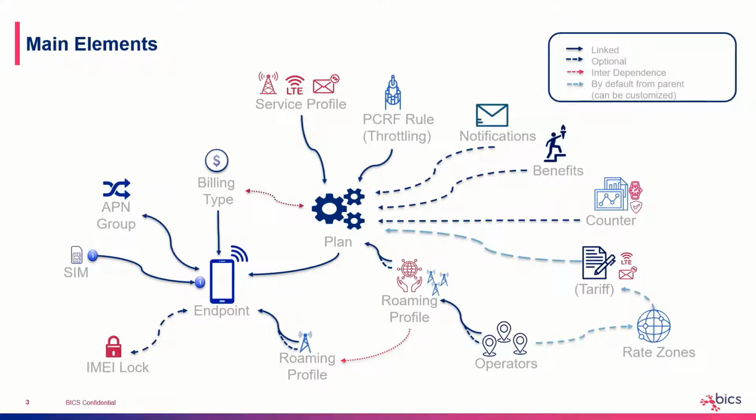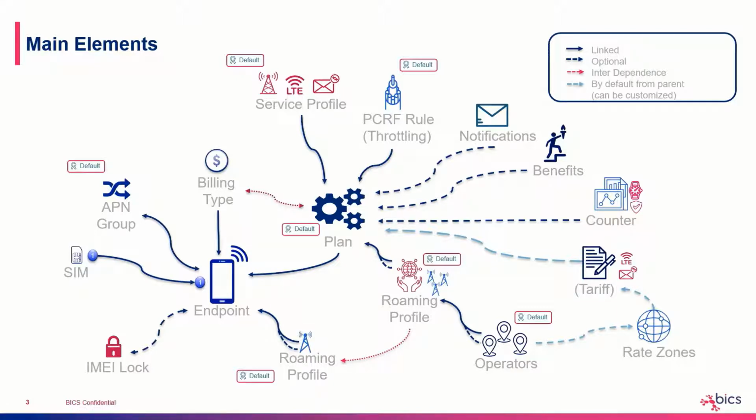You may say that it's a lot of parameters to be configured and it looks very complex. To make your life easier from the start, your account will be pre-populated with default values for almost all mandatory components, like the APN group, the service profiles, data and SMS, the PCR full. You will have a default plan for prepaid and one for postpaid endpoints. You will have a default roaming profile which includes all the operators available in your account and the default profile ready for the endpoint.